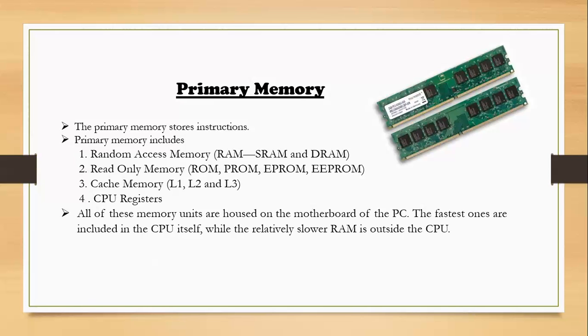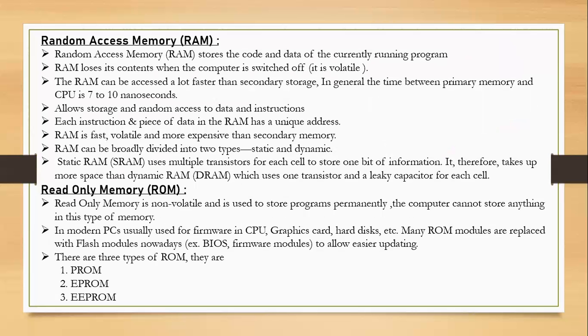All these are part of primary memory. Whatever I have discussed is included here. Random access memory stores the code and data of the currently running program. RAM loses its contents whenever you switch off the computer, and that's why it's called volatile. Volatile means it will lose its content when the computer is switched off.